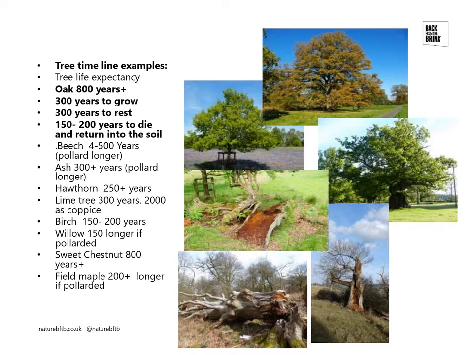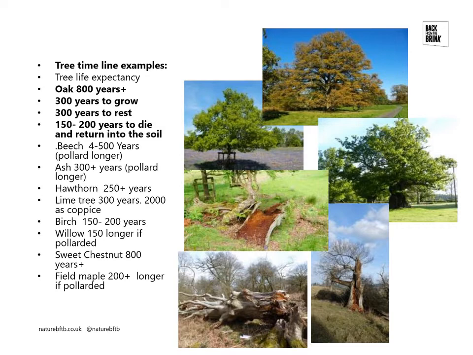Beech trees will go on for perhaps 400 years plus, and pollarding does extend that length. Ash trees the same, 300 years plus. Hawthorn trees can go on for 250 years probably. Lime trees 300 years, and at Westonbirt Arboretum there's a coppice tree which is reckoned to be about 2,000 years old.